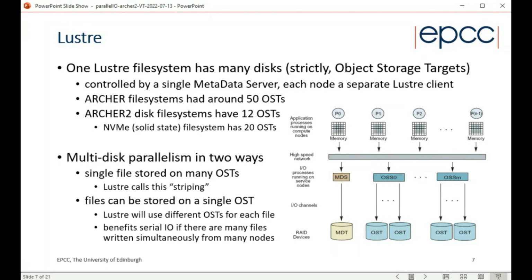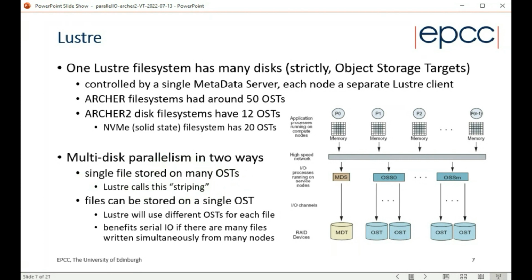Now, Lustre achieves multi-disk parallelism in 2 ways. The way which I like to do, which is relevant for the benchmark, benchio, is a single file is stored on many OSTs, and Lustre calls this striping. It's not enabled by default. By default, a single file will be stored on a single disk. But you can easily enable striping. Therefore, a file is striped across, say, multiple disks.